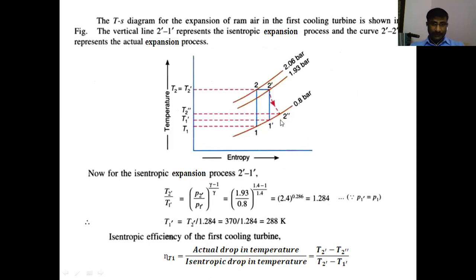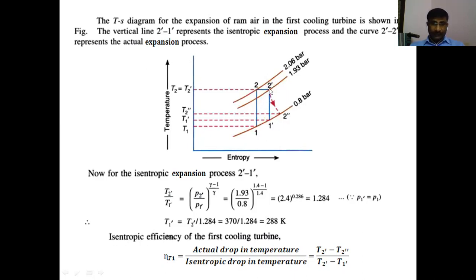By using this temperature, we can calculate the temperature of air after the first cooling turbine. Because this temperature is required to assume the cooling process in the first heat exchanger. So after getting this temperature, we can utilize it to calculate the temperature after the heat exchanger. Isentropic efficiency of the first cooling turbine during this process.